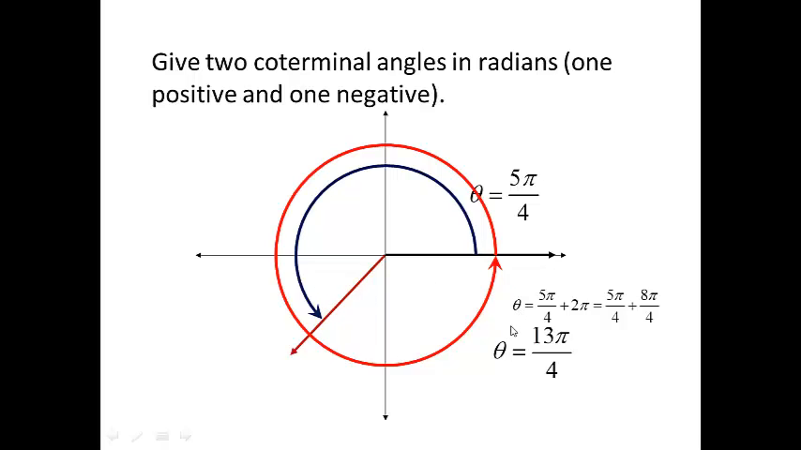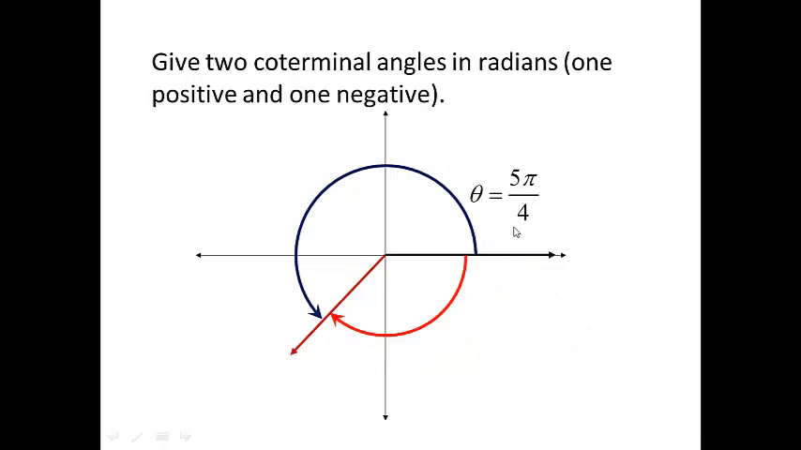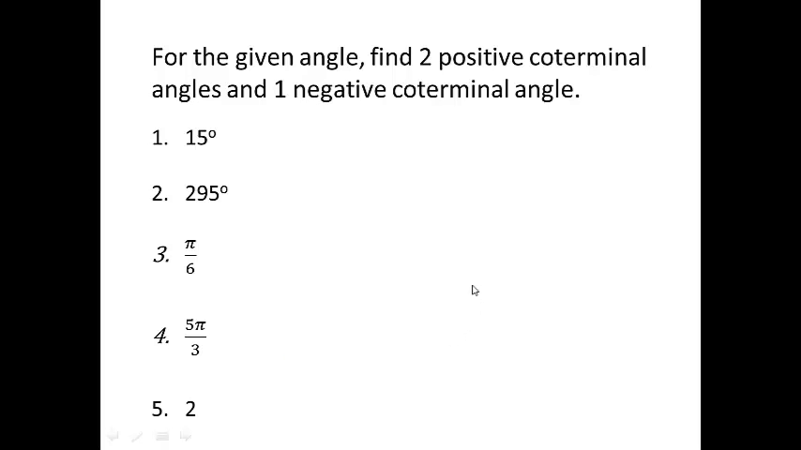All right, now if we went backwards, a negative angle going this way, we would subtract 2 pi. If we subtract 2 pi, we would subtract 8 pi over 4 from 5 pi over 4 and get negative 3 pi over 4. So this angle right here is negative 3 pi over 4, and this angle is positive 5 pi over 4, and together they make 8 pi over 4. Together, the positive one and the negative one make one full circle. Okay?